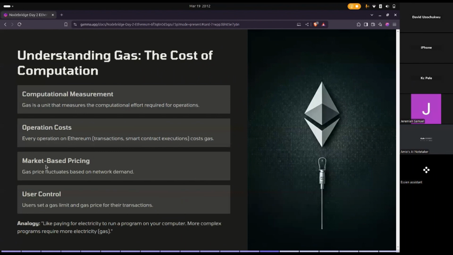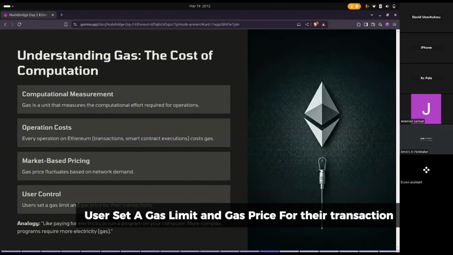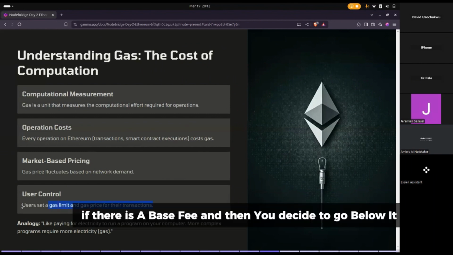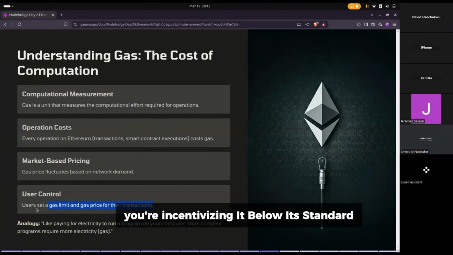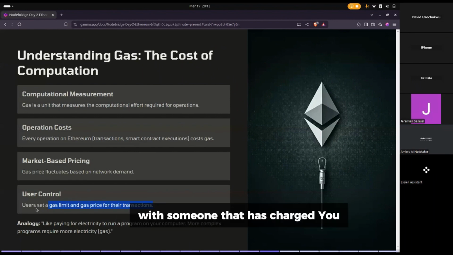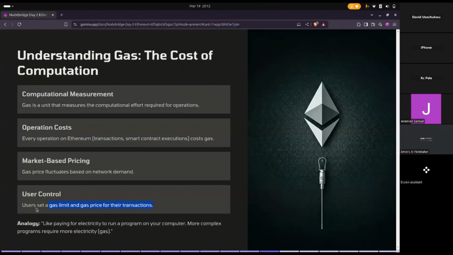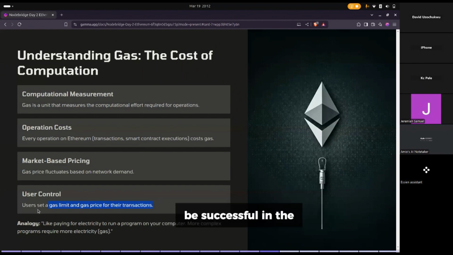So market-based pricing: gas price fluctuates based on network demand. User control: the user sets a gas limit and gas price for their transaction. This is not often advised, because if there is a base fee and you decide to go below it, the network would not pick up your transaction. You are incentivizing it below its standard. It's just like trying to have a work agreement with someone who has charged you his base fee, and then you go far below that. He might not take the offer, and then your transaction would not be successful in the blockchain space.